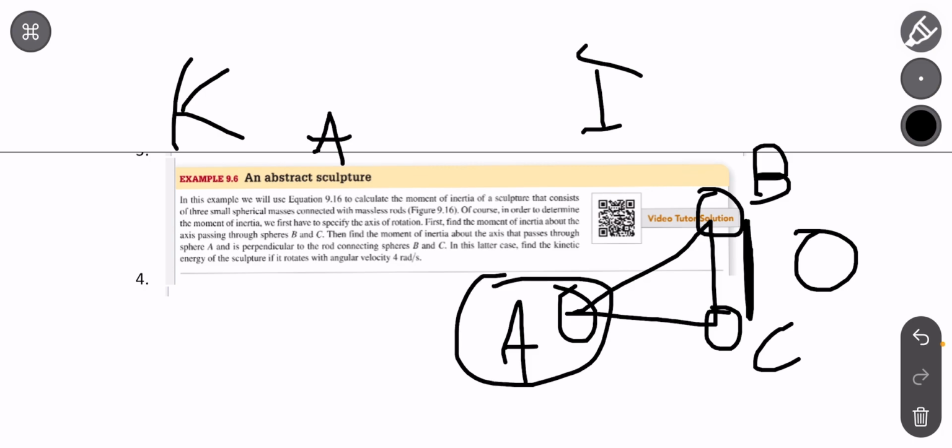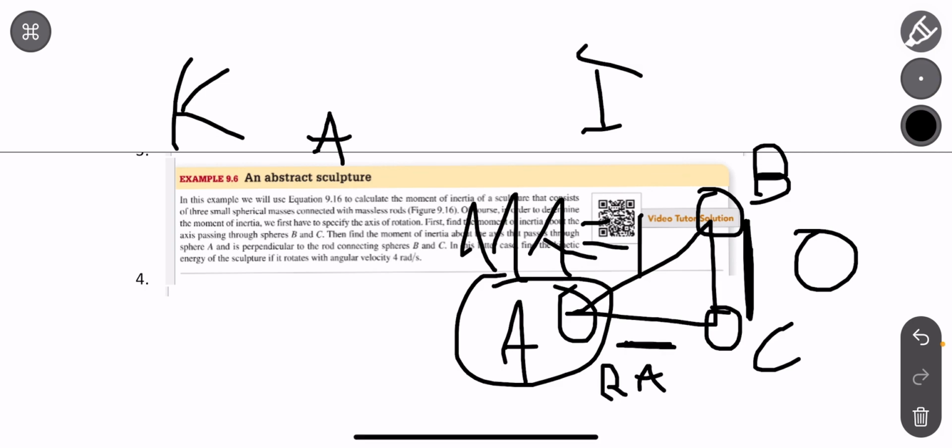And if we give it a random number, let's just say M_A, the mass of A, is going to be 1 or something. And then we also have R_A, which is going to be the length from here to the axis. We have to find that distance as well.